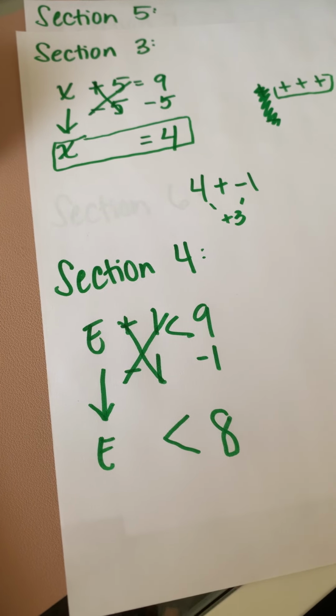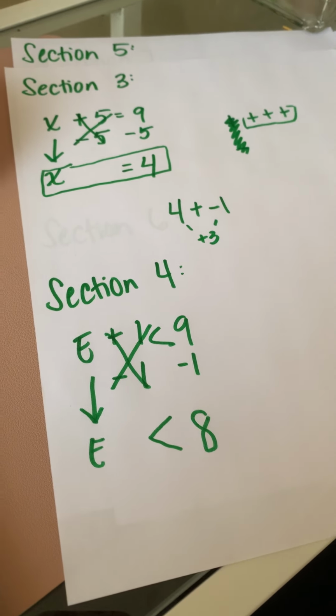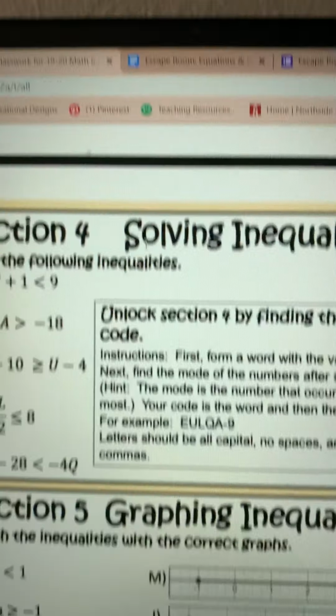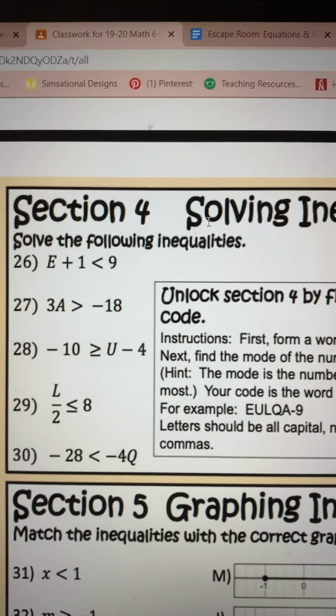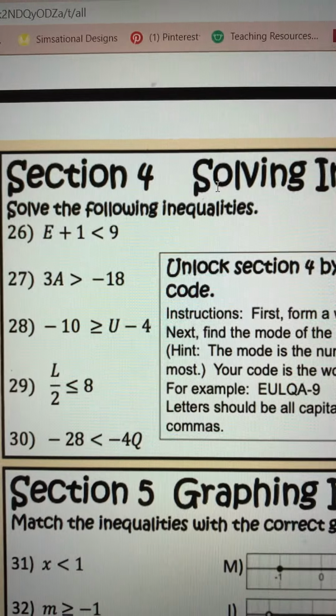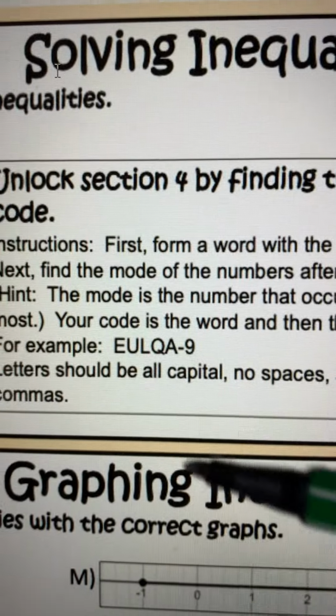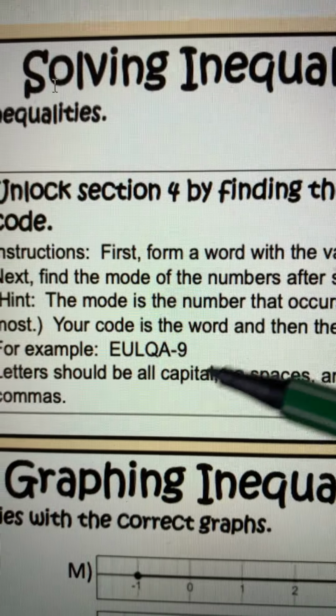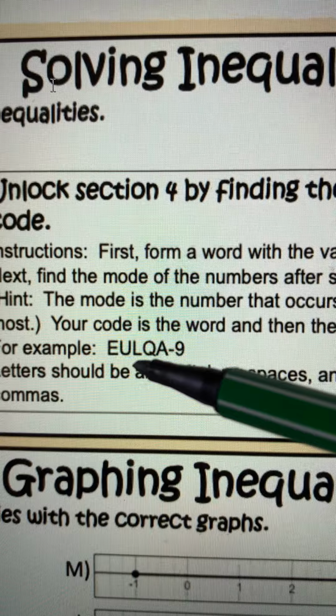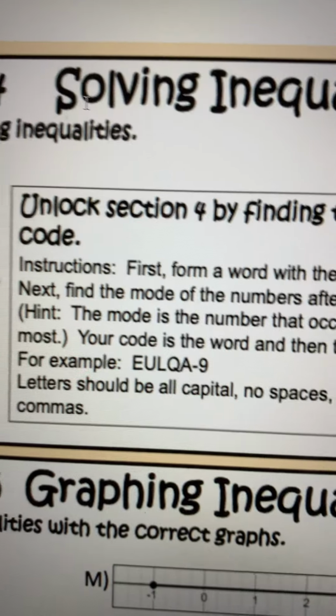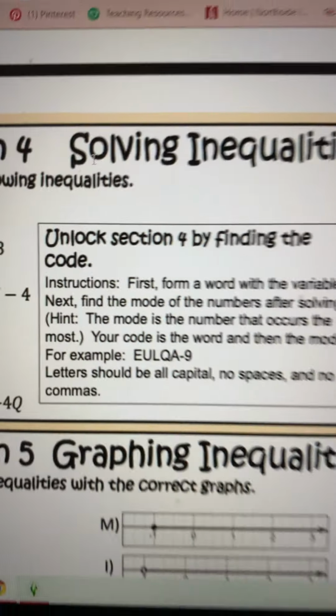Okay, but I'm not done. I need to solve the rest of them to see which numbers would be occurring the most. Okay, and then once you do that, you're going to type it in like this. You have the word that you created and then your number that occurs the most.